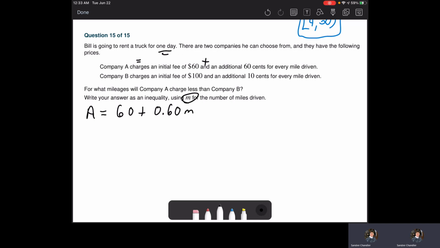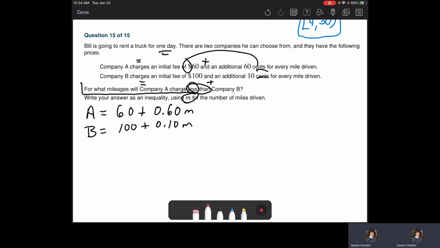Company B charges $100 initial fee plus an additional 10 cents for every mile. So Company B is 100 plus 10 cents per mile. I changed my cents into dollars because I wanted to put them all in the same units, right? The question is, for what mileages will Company A charge less than Company B?